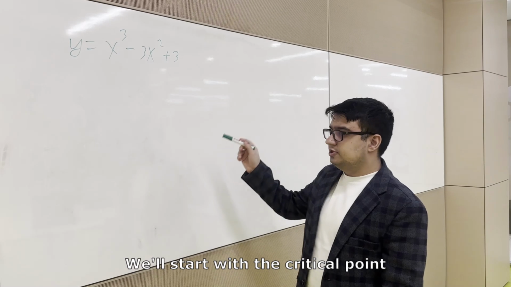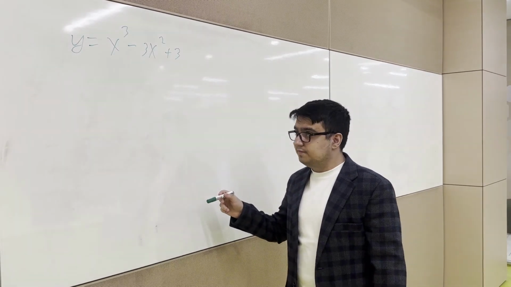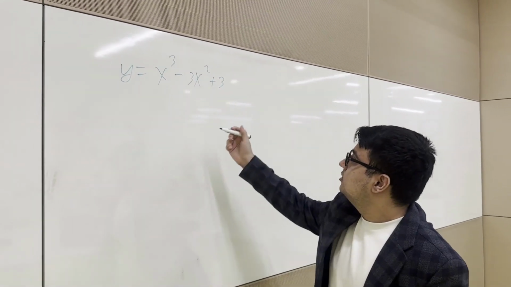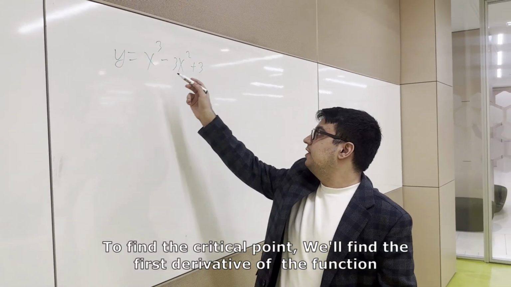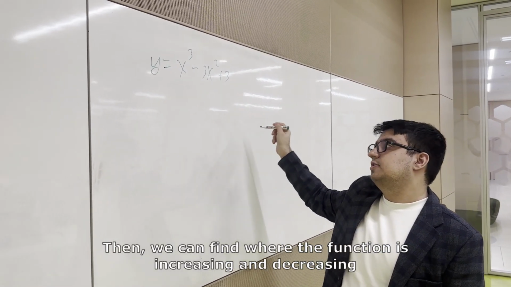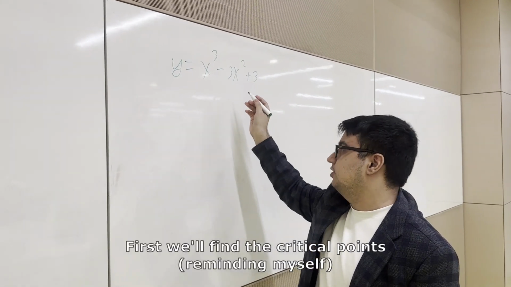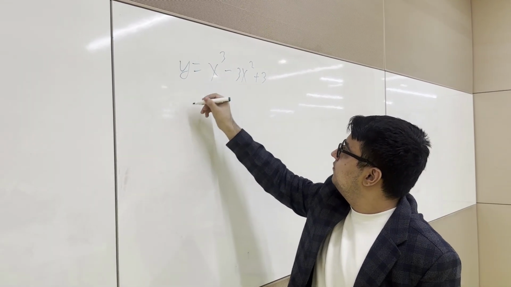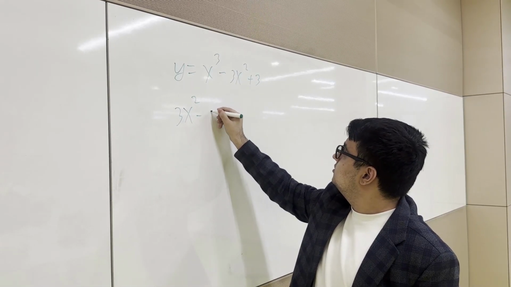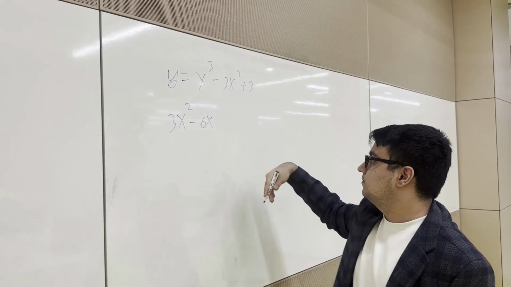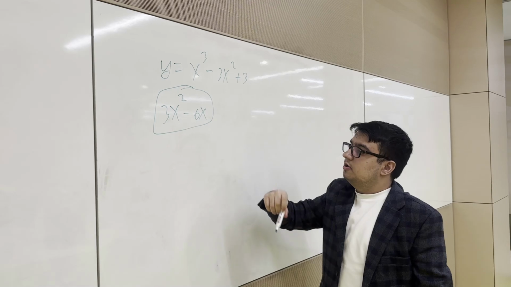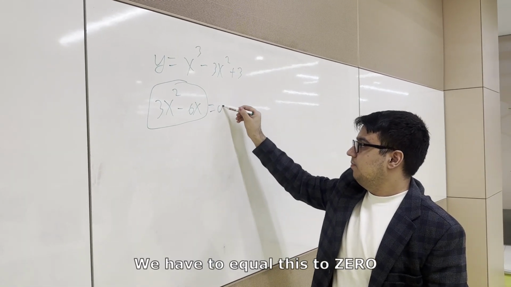So we'll start with the critical points because it's the first derivative. So I'll actually use the green one. To find the critical points, we'll find the first derivative of the function. Then we can find where the function is increasing or decreasing, which I'll show you later. First we'll find the critical points. The derivative of this will be 3x squared minus 6x, and that's the first derivative. And to find the critical points, we have to set this equal to 0.